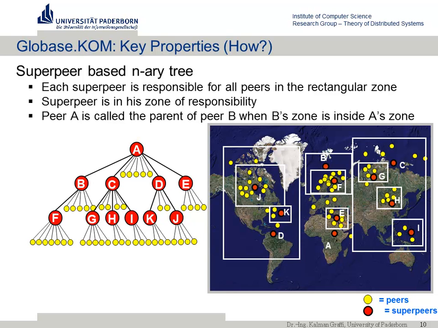Or if you take another example, H is located here somewhere in China, and it has a rectangular zone and some peers for which it is responsible. So there you find H with the peers it is responsible for. And this rectangular zone is part of the rectangular zone of C. And that's why C is the father node of H, and C is also part of A's rectangular zone. So a very simple construction principle: peer A is called the parent of B when B's zone is inside of A's zone.